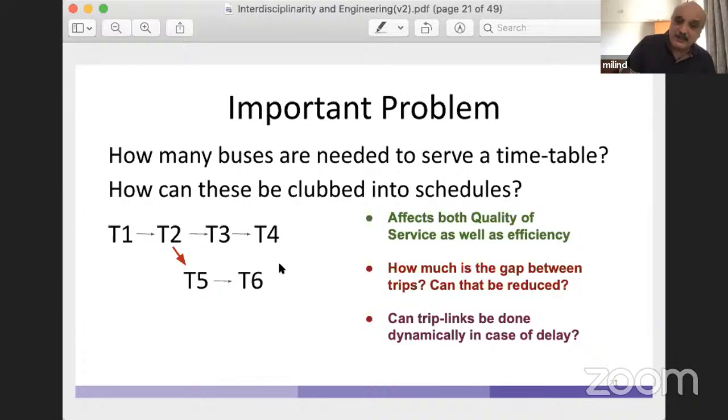So, I mean, there are many other things. For example, we saw that between T1 and T2, there was a gap of 30 minutes. So one would say, well, if a bus reaches Murbad, why does it have to wait for 30 minutes? Why not turn it back in 20 minutes? Well, the reason may be that frequently there's a delay, right? Because the roads are bad, or maybe there's a traffic jam, and maybe actually it should not be 30, but 40, right? So again, for example, can the trip links be done dynamically? So these are all scheduling questions which are quite important.